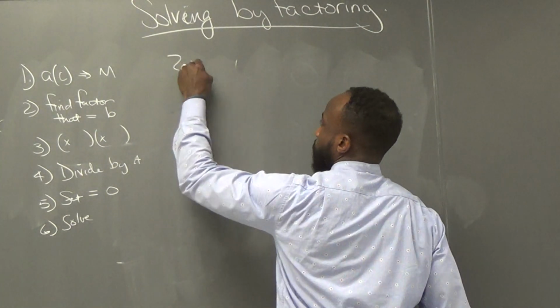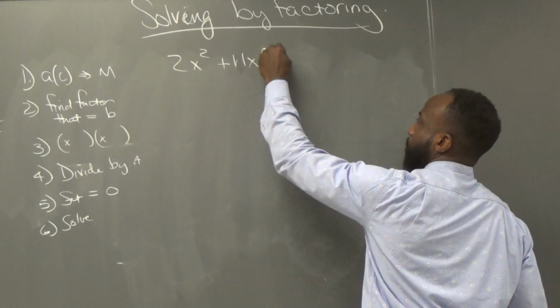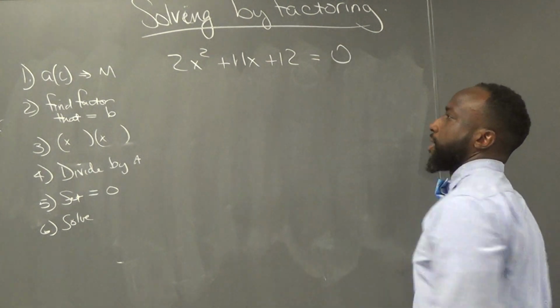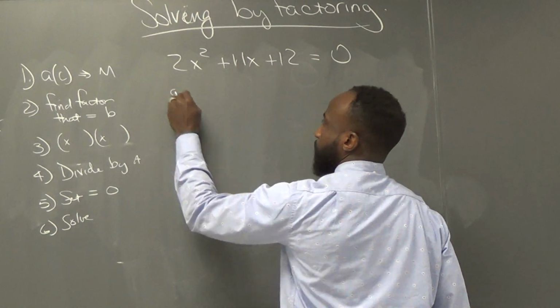2x squared plus 11x plus 12 equals 0. Good. Alright? So, A, B, C. A in this problem is what?